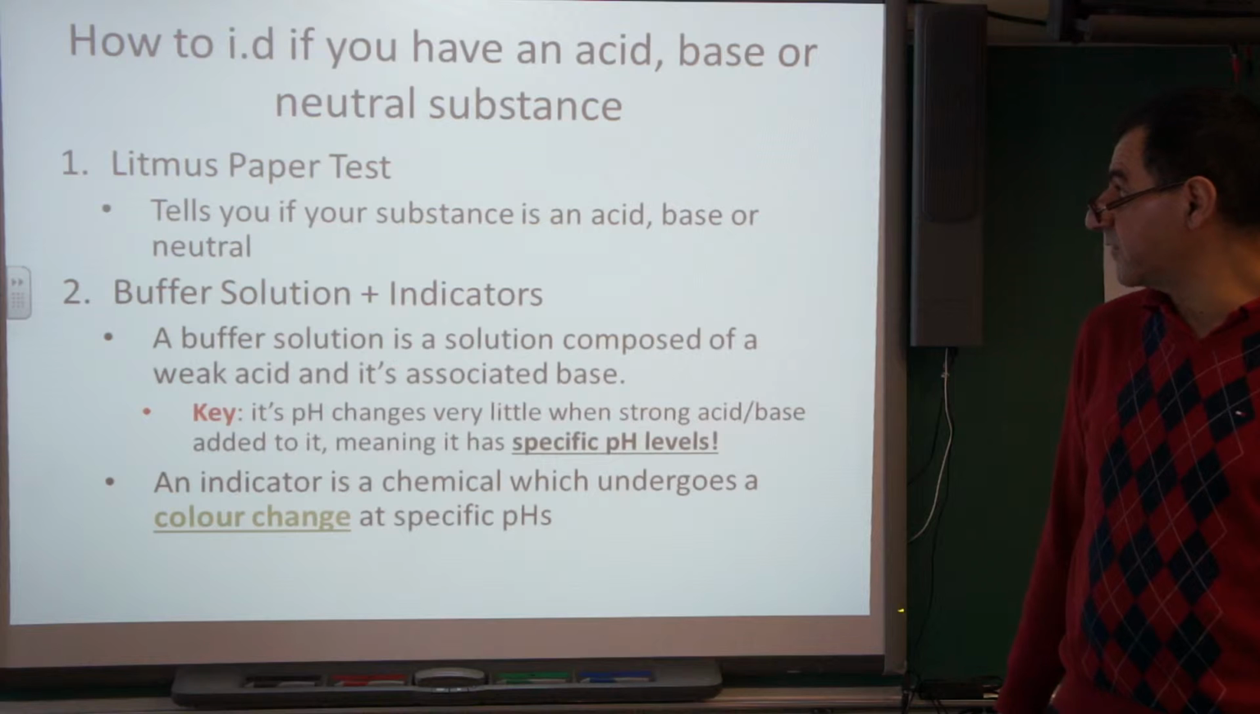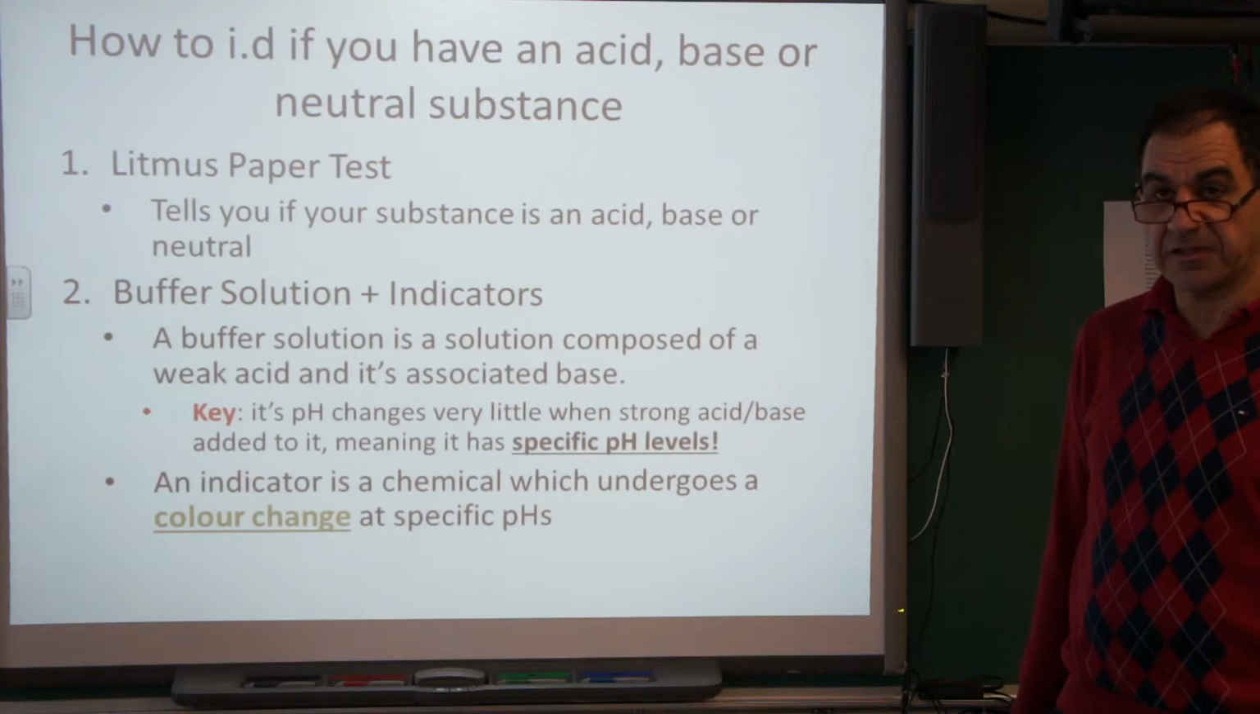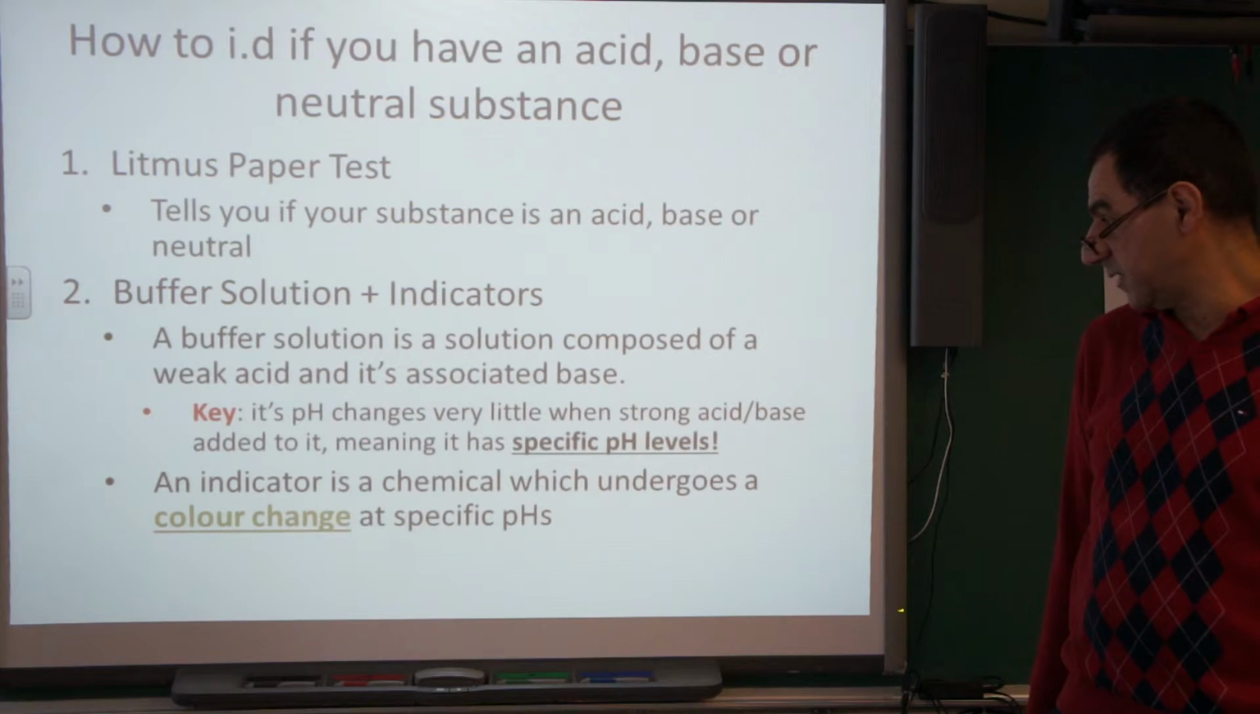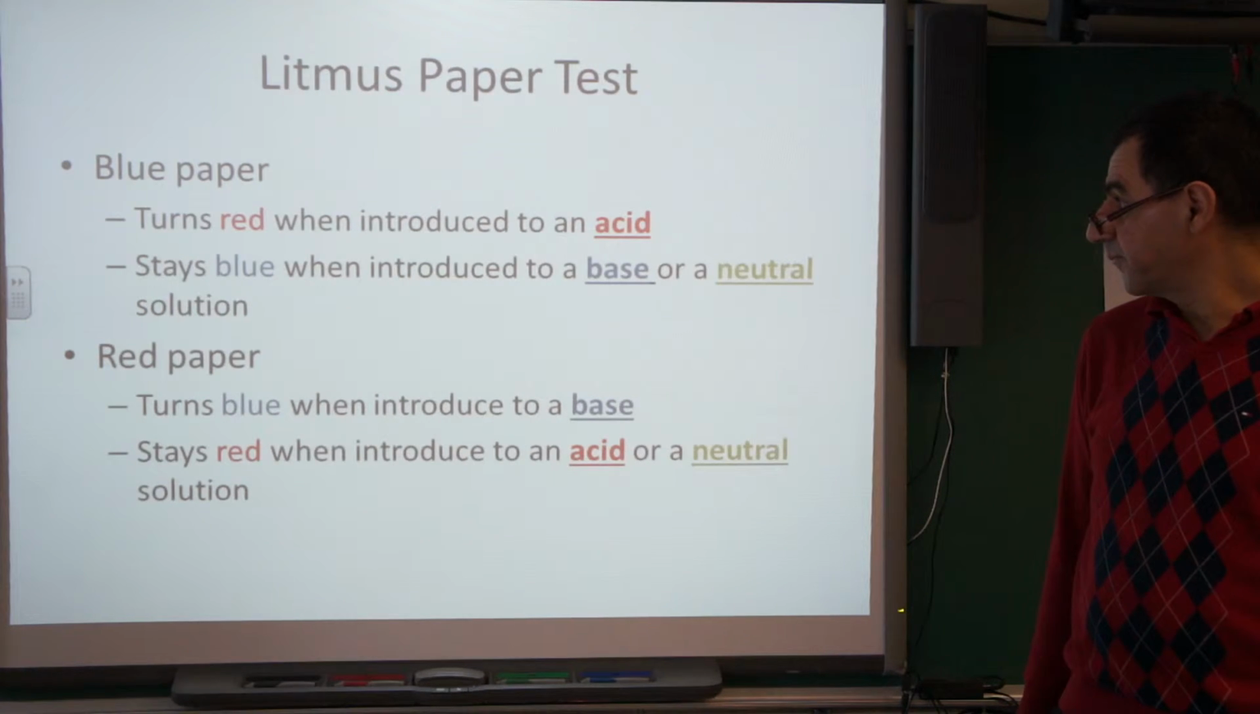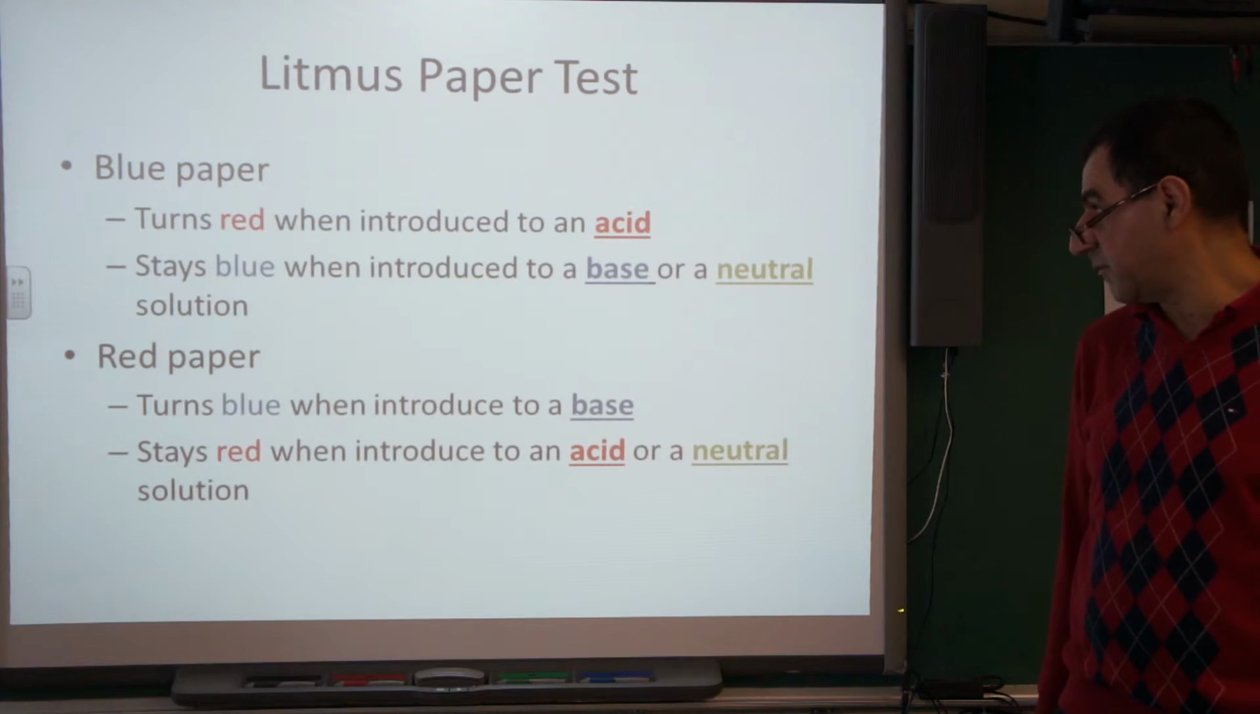So litmus paper is a way to identify acids or bases, and if your litmus paper does not change colors, then the solution is neutral. So red litmus paper introduced to an acid stays red, and blue litmus paper becomes red, and red litmus paper becomes blue if it's in contact with a base.